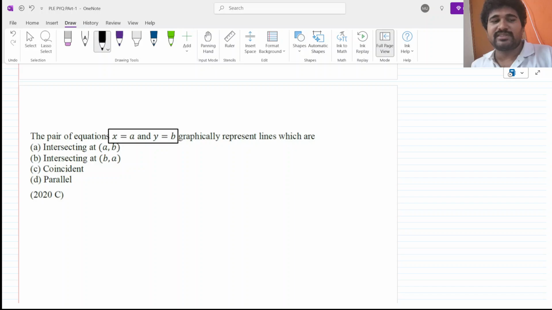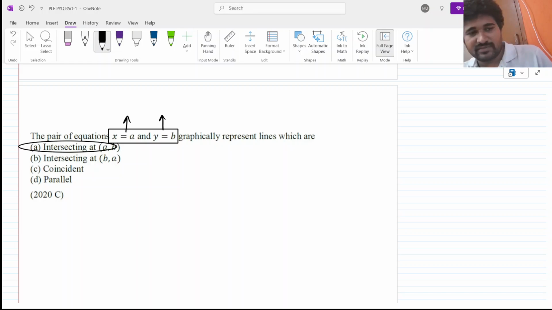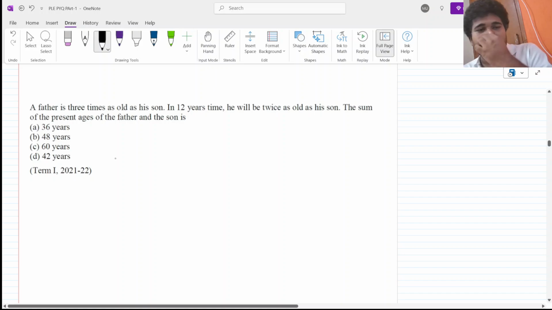What about this? Why parallel? One x value, one y value means they are intersecting. Where will they intersect? Then what did you say? A comma B. Okay, intersecting at A comma B. Understand that? Fine. Now, I hope you understood till now. Any confusion? No confusion.